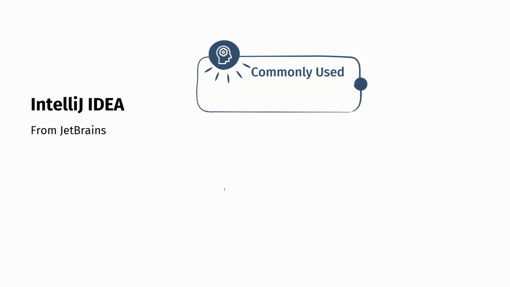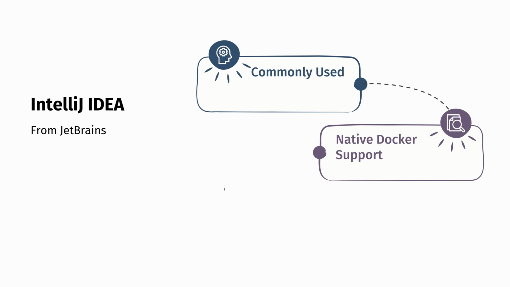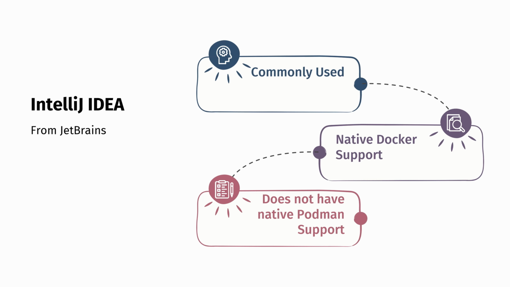IntelliJ IDEA is a commonly used IDE for the JVM. It has many great features and is constantly evolving. It also has native support for working with Docker containers. The built-in features with IntelliJ IDEA allow you to work with Docker to create images, instantiate running containers from those images, and manage them on one or more Docker servers. However, it doesn't currently have native support for Podman, but we'll see how we can use some of the features of Podman Desktop and IntelliJ to allow the two products to work together.